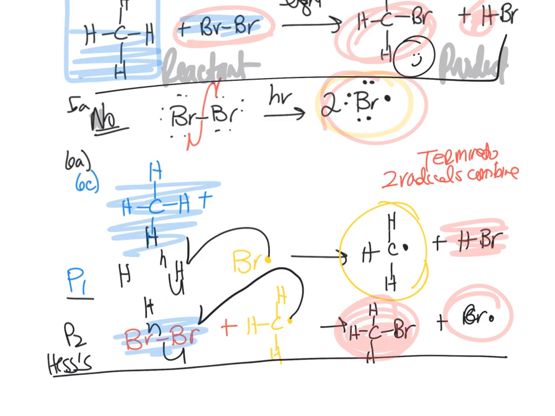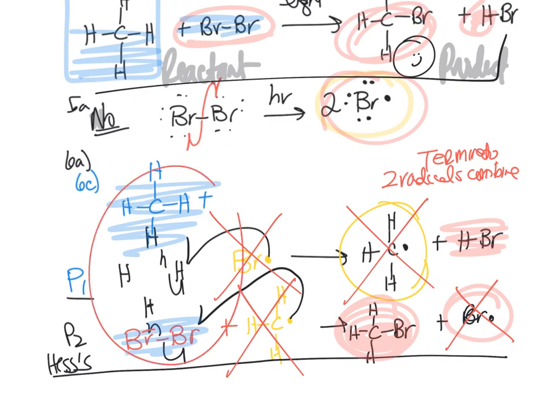Okay, so then what are the spectator species? The radicals, Br, they cancel out. Methyl radical, methyl radical. And so if you add this up, it's going to equal your overall reaction.